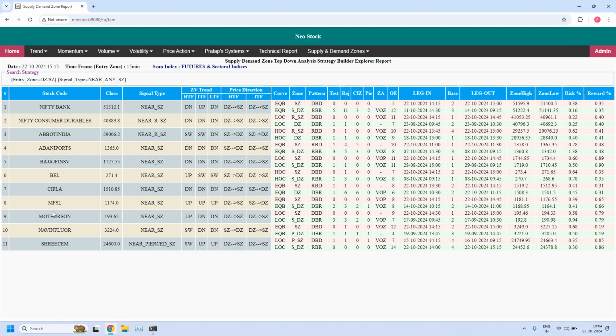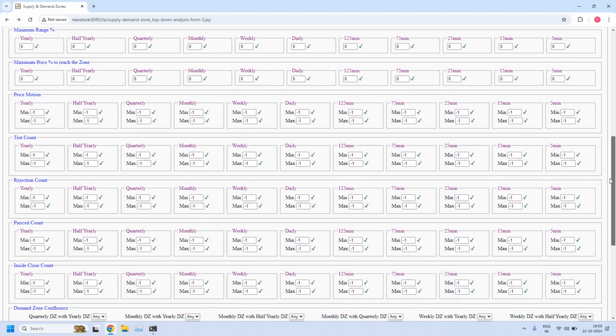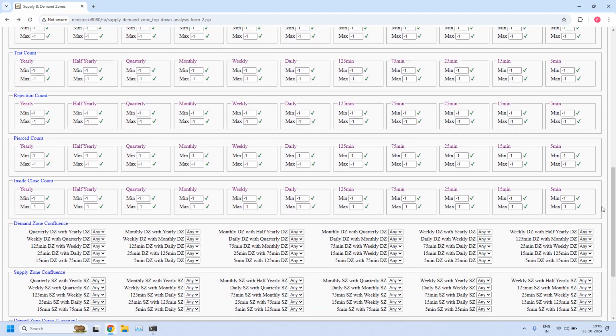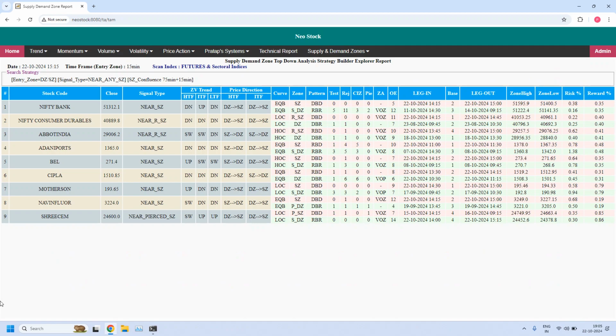Let's verify how many of these stocks are having ITF supply zone confluence, that is 15 minute supply zone with 75 minute supply zone. So I am enabling the filter 15 minute supply zone with 75 minute supply zone confluence. With this filter, we got 9 stocks.